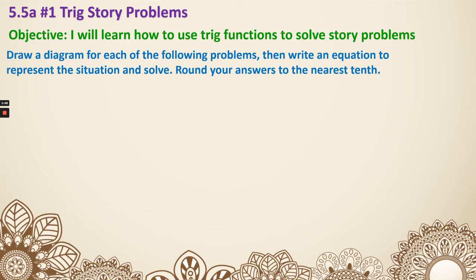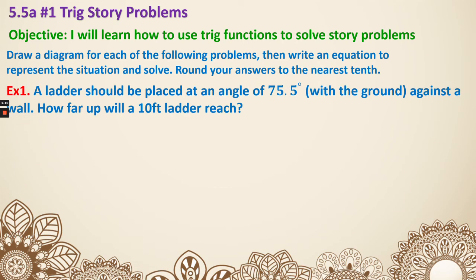Draw a diagram for each of the following problems, then write an equation to represent the situation and solve. Round your answers to the nearest tenth. Example 1. A ladder should be placed at an angle of 75.5 degrees with the ground against a wall. How far up will a 10-foot ladder reach?